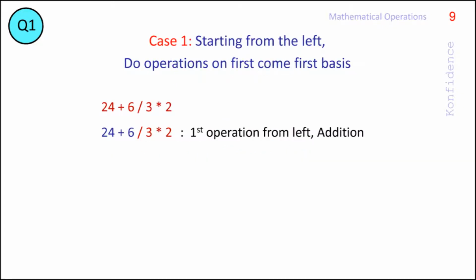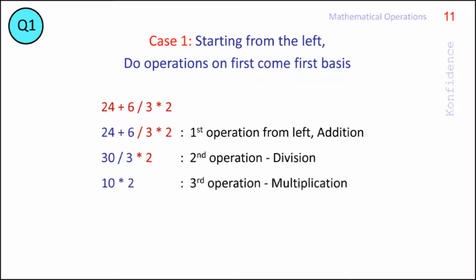When we do addition, we have 24 plus 6, which is 30. So, 24 plus 6 by 3 into 2 will be 30 by 3 into 2. We do division as the next operation, that is 30 by 3. So we have 10 into 2, which is 20.